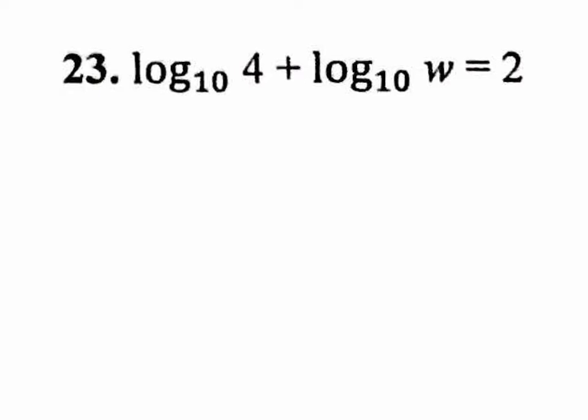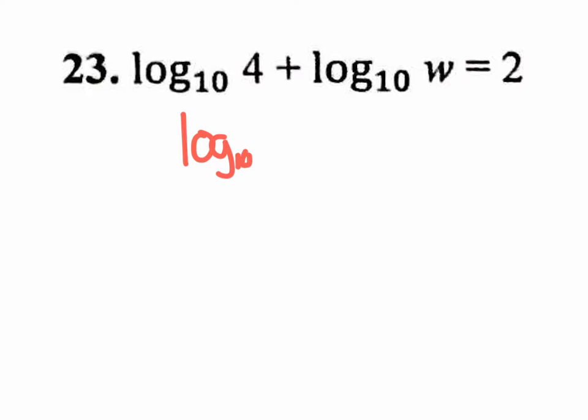So number 23, we are going to condense using what property? The product, quotient, or power? What do you think? Product, right? So you're going to take both log base 10s and make them one single log base 10. By the way, you don't even need to write the base 10 because it's a common log, but we're doing it anyway.